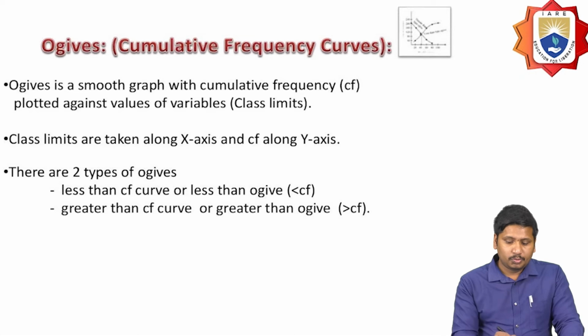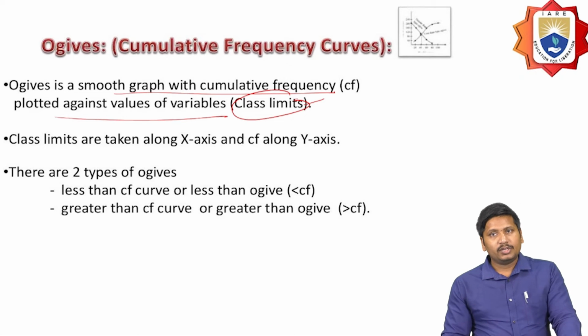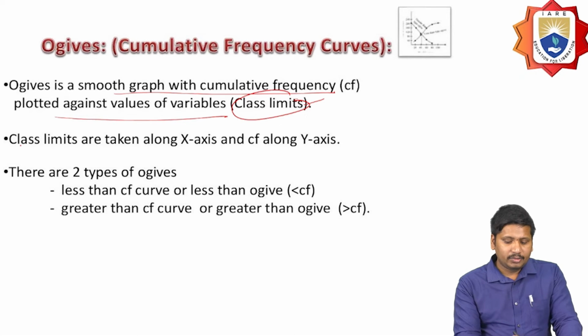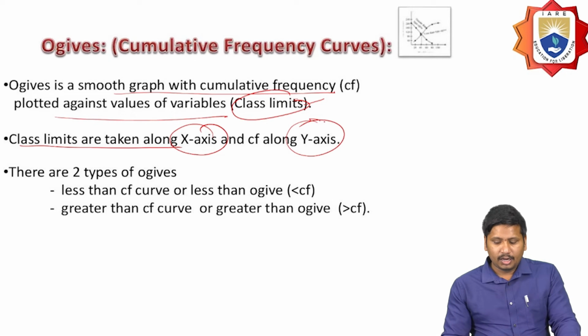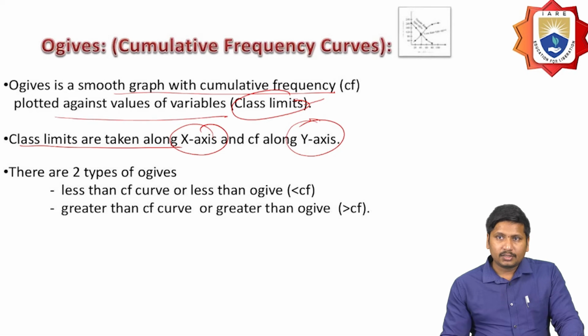An ogive is the smooth graph of cumulative frequency plotted against the values of the variable. That should be the class limits. So the ogive is the smooth graph obtained with cumulative frequency plotted against the values of the variable. The class limits are taken along the x-axis, and CF, the cumulative frequency, is taken along the y-axis.